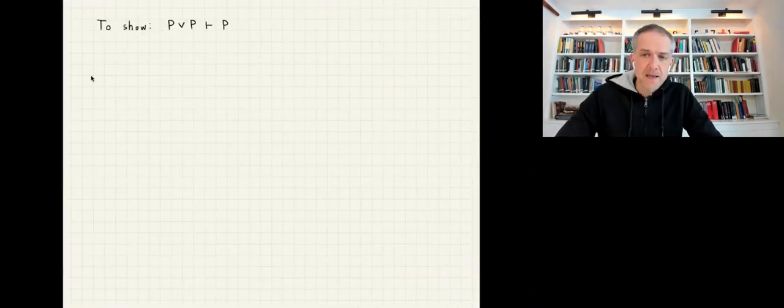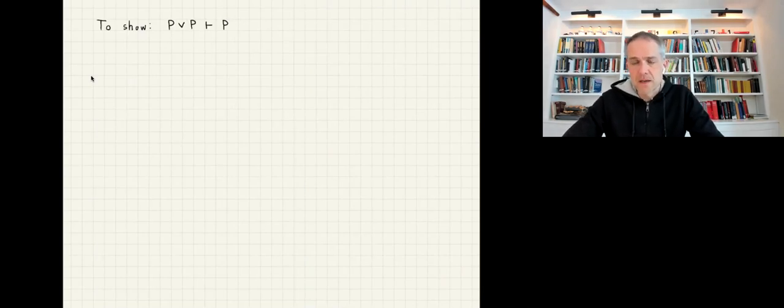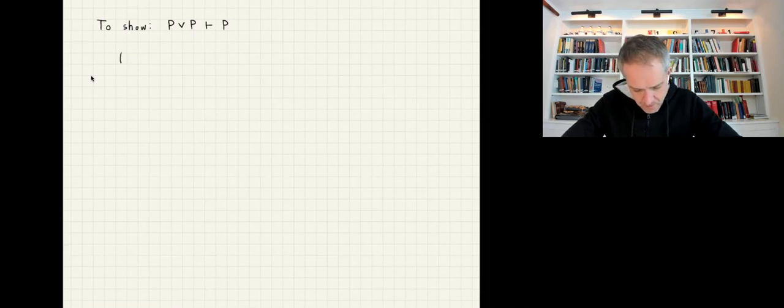Okay, this next case is, again, really, really trivial, but it really makes sure you understand how the rule works. So we're going to show that P follows from P or P. Okay, so back to black. So assume P or P.